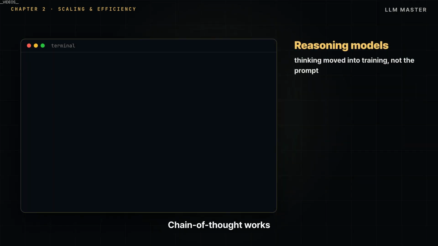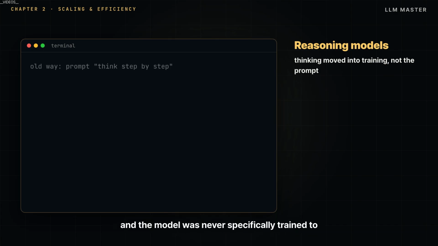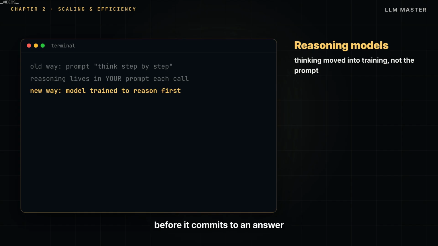Chain of thought works, but it has a ceiling. The reasoning lives in your prompt, so you write it, you pay for it on every call, and the model was never specifically trained to be good at it. Reasoning models flip that. Instead of you prompting the model to think, the model is trained to reason first, to generate a long internal chain of thought before it commits to an answer.